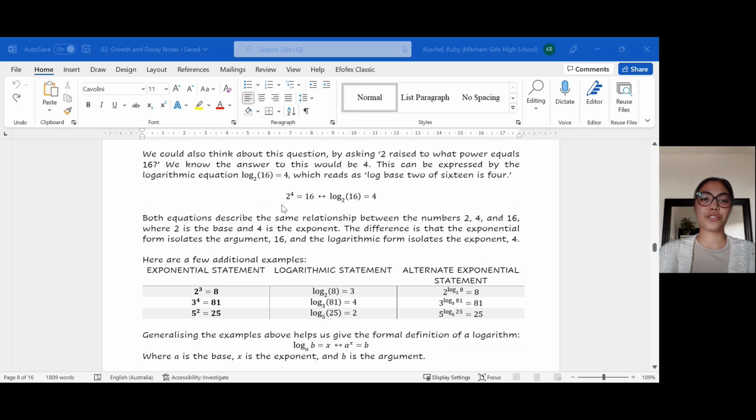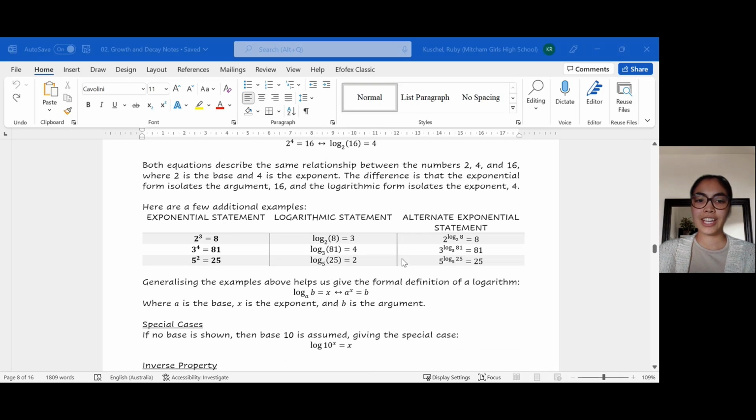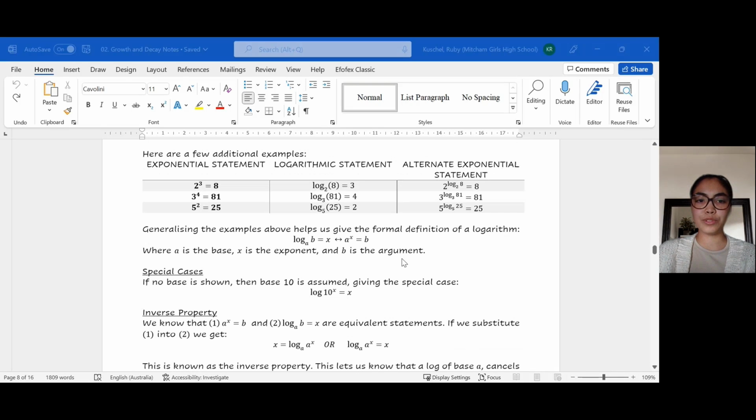So these two equations here are describing the same relationship between 2, 4, and 16, where 2 is the base for both of these, and 4 is my exponent. The difference being that the exponential here isolates the 16, whereas the log here isolates the index 4. Here are a few additional examples about the exponential versus the logarithmic statement, as well as an alternative exponential statement.